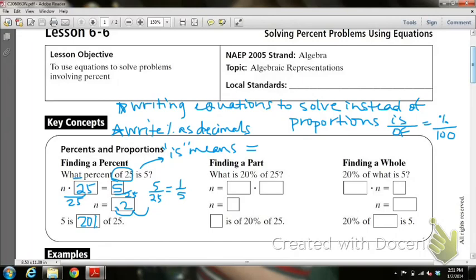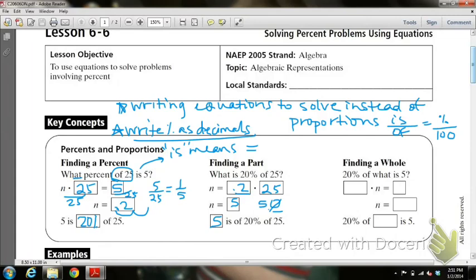Okay, so again, what is 20% of 25? So of 25 means times 25. 20%, I want to write my percent as a decimal, so 0.2. So 0.2 times 25, well 25 times 2 is 50, but I have to bring my decimal in one place, so it becomes 5. So 5 is 20% of 25.